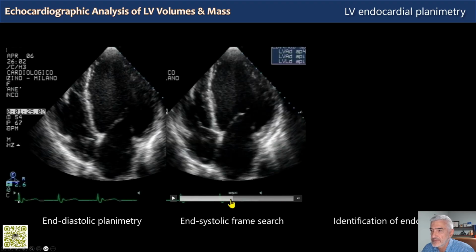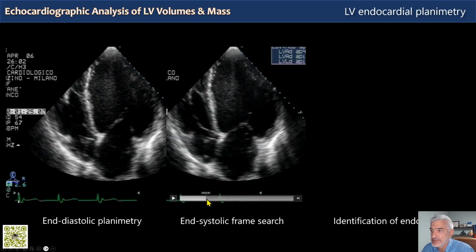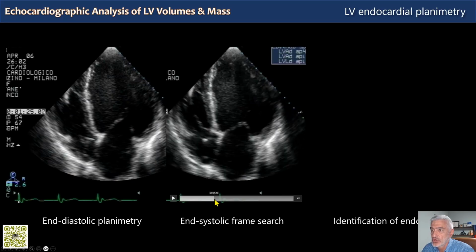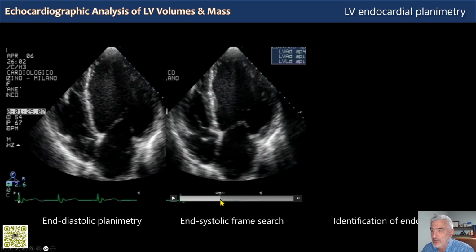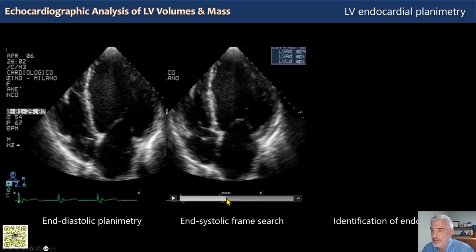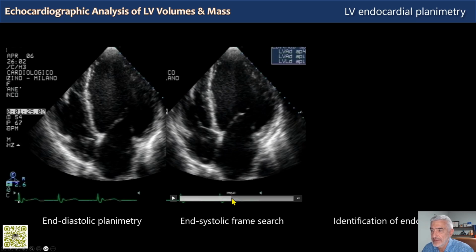Go backwards. Okay, systole, mitral valve closes, then the endocardium moves inwards. Look at the base of the lateral wall. At this point here, it starts to relax. That's end systole.